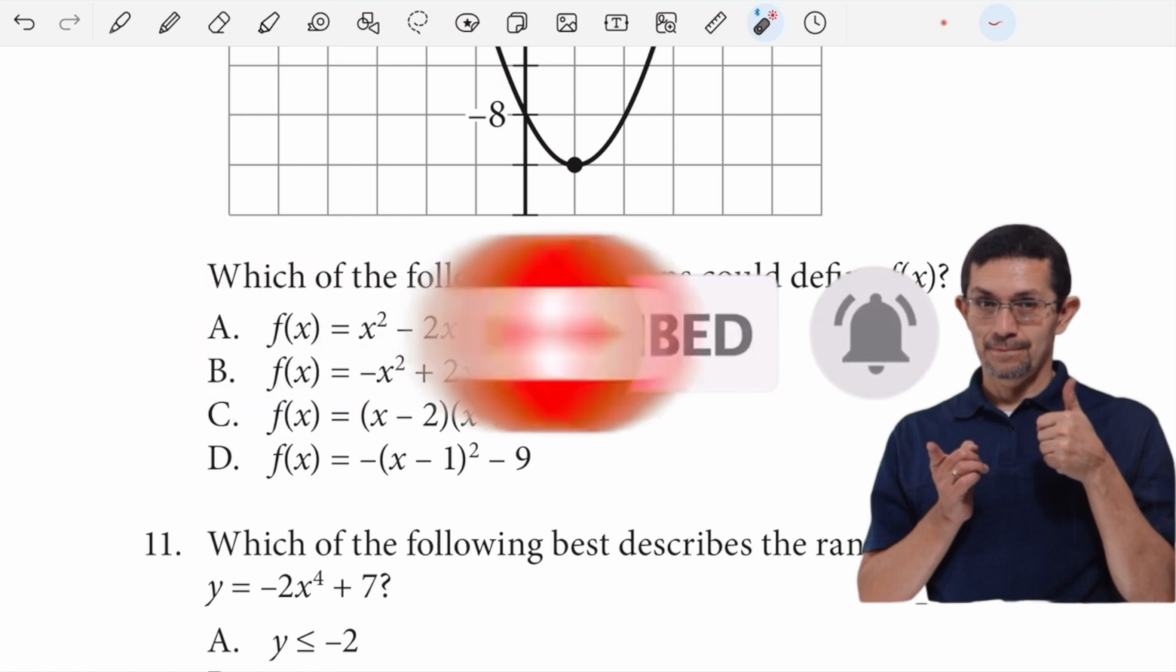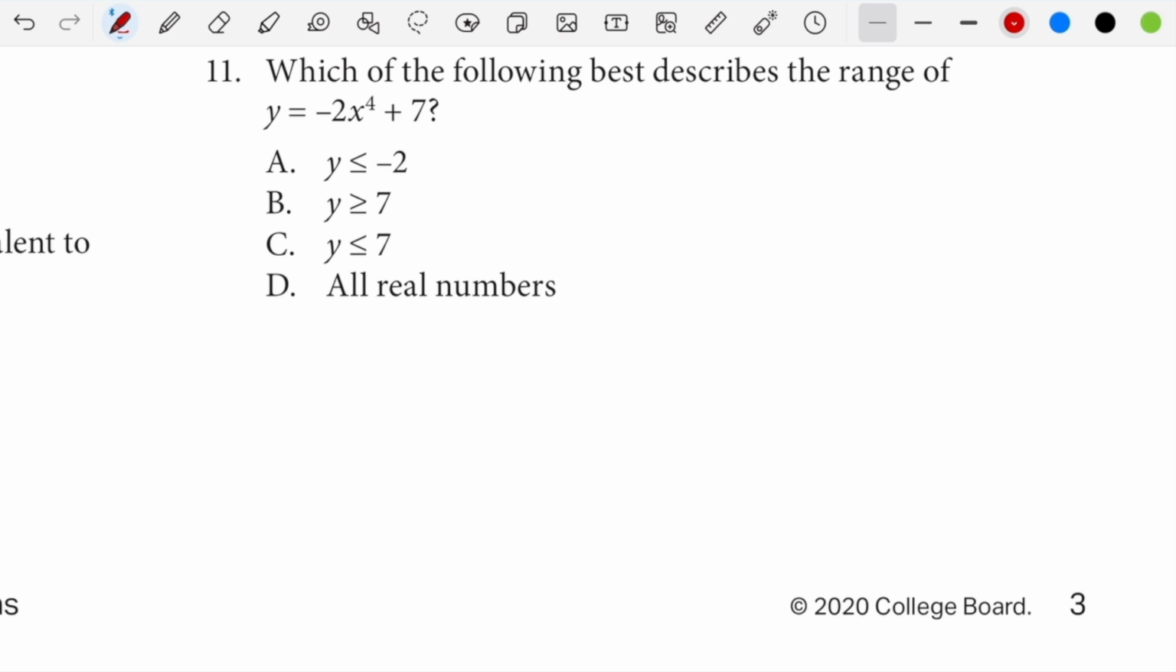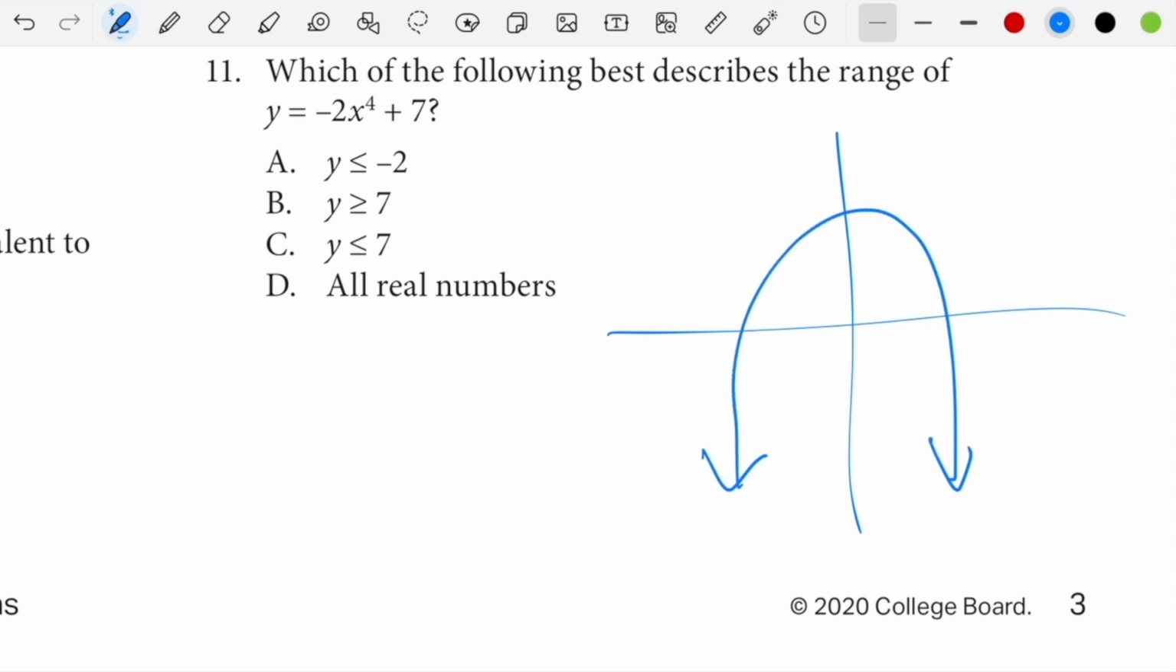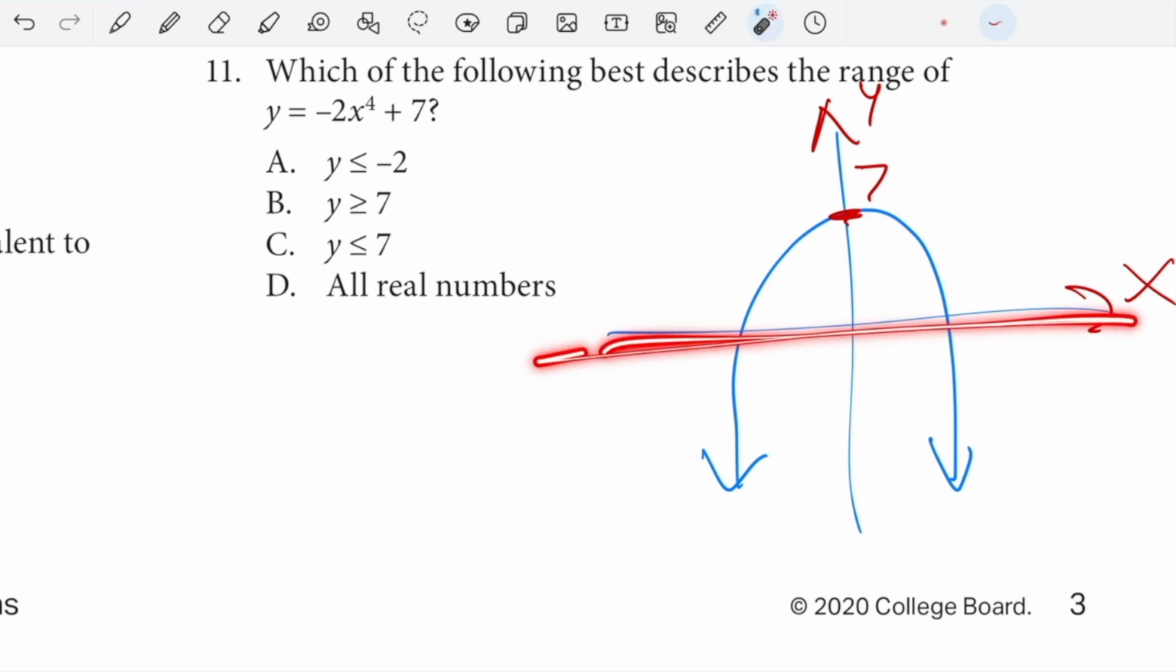Let's go. Which of the following best describes the range? All right, range. Okay. So now, real quick. So it's going to be some kind of parabola facing down because my leading coefficient is negative. It's a parabola because the exponent is even. All right, and this is the vertical movement, so this is going to be a 7. All right, this is your x-axis, this is your y-axis. When you're doing the x-axis is your domain, when you're doing the y-axis is your range.